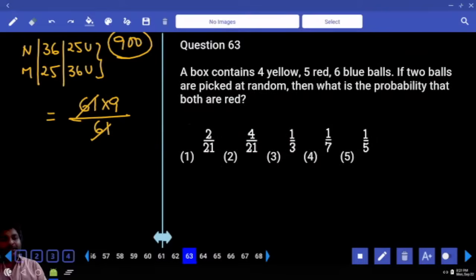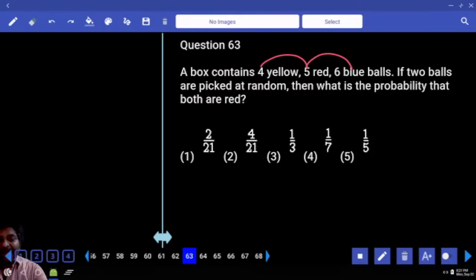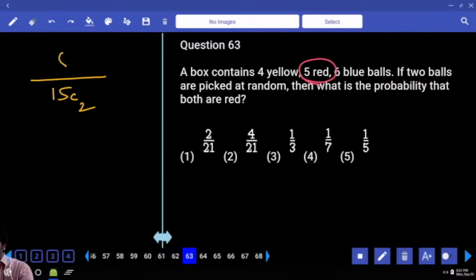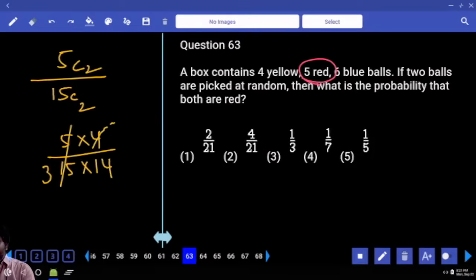A box contains 4 yellow, 5 red, 6 blue balls. Total how many are there? 15. If two balls are picked at random, that can be done in 15C2 ways. What is the probability that both are red? How many red are there? So favorable items are 5C2. 5 into 4, 15 into 14. 3 times 2, 7, 2 by 21.